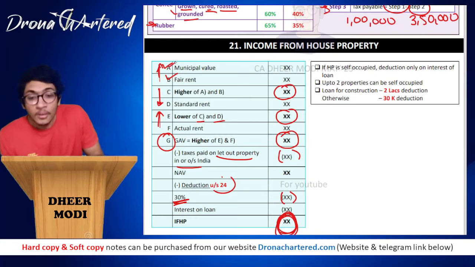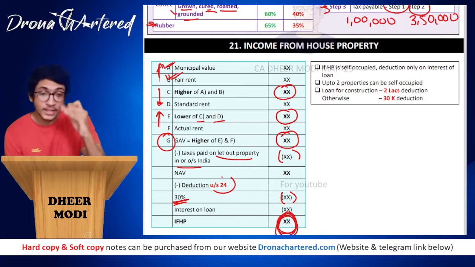So first we did municipal value or fair rent, whichever is higher. Then we compared it with standard rent, whichever is lower. Then we compared it with actual rent, whichever is higher. Then we came to GAV, then we subtracted tax, we got NAV, we subtracted 30% deduction under section 24, then we subtracted interest on loan, we got your IFHP.